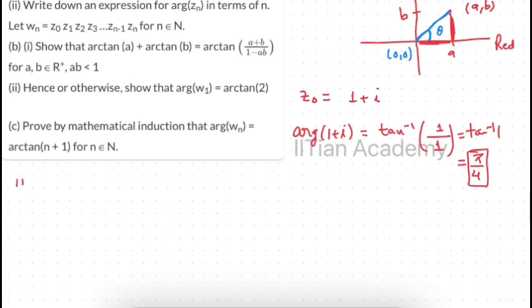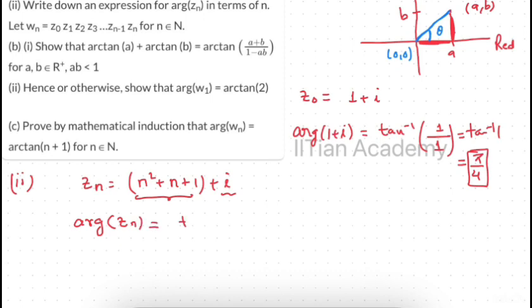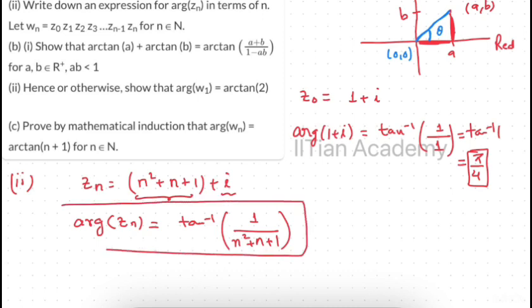Now let us move on to the second part. In the second part, we have to identify the expression for the argument of Zn in terms of n. So what is Zn? Zn is the complex number given in the question, n squared plus n plus 1 plus i. So this is the real part and this is the imaginary part. If we have to identify the argument of Zn, that would be tan inverse of the imaginary part over the real part. The imaginary part here is 1 and the real part is n squared plus n plus 1. So this is the argument of Zn.